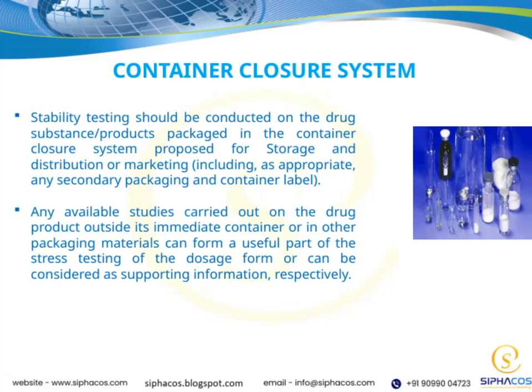Now, let's talk about stability testing. It's essential that we conduct this testing on the actual drug substance or product that will be packaged in the container closure system we plan to use for storage, distribution, or marketing. This includes, of course, the primary packaging, but also any secondary packaging and labels that are part of the final product. The idea here is to ensure that the stability data truly reflect the conditions the product will face in real-world scenarios.